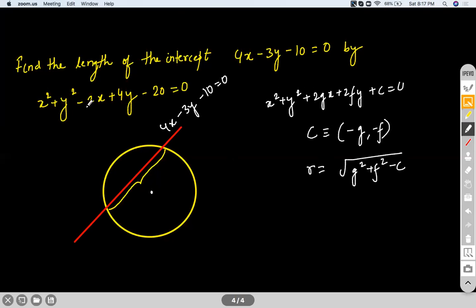So here your 2g is minus 2, so g is minus 1, so minus g is 1. A simple trick is divide your coefficient of x and y both by minus 2. That is going to be your center. Okay, so can I just write that?